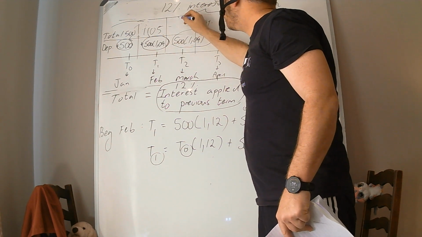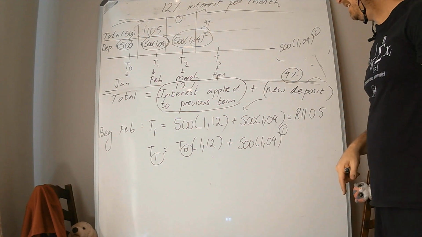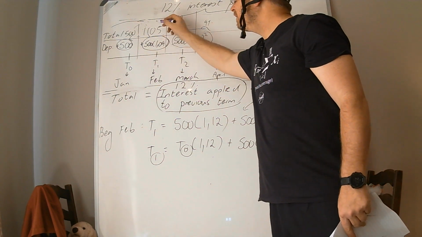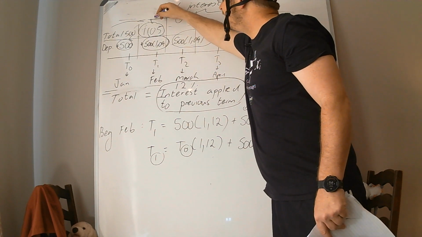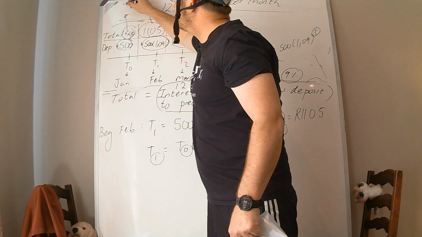Now you've got to figure out what's your total at the beginning of March, in other words, at T2. So you're starting off with 1,105. 1,105 is T1. Here, 500 was T0.